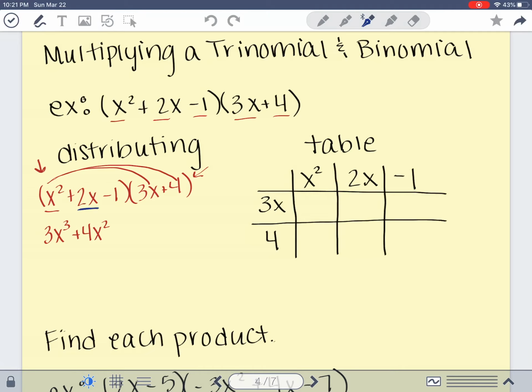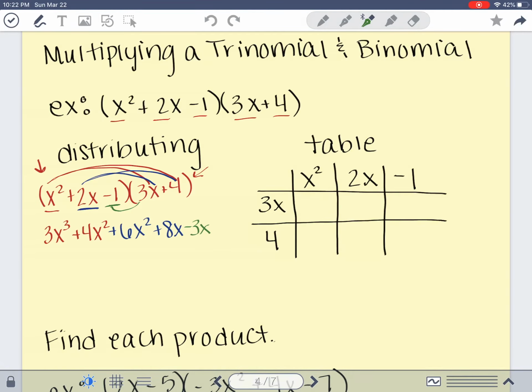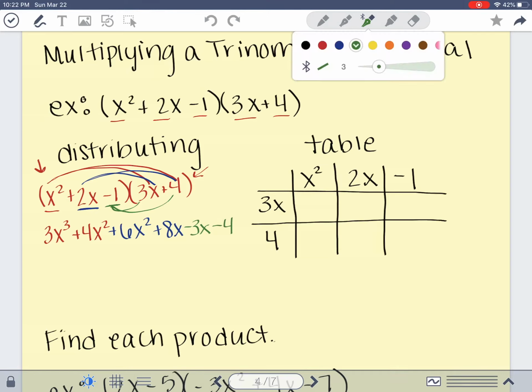So now I'm going to move on to the second term in my first set of parentheses. So I've got 2x times 3x will give me my positive 6x squared. X times x gives us x squared. 2x times 4 will give me a positive 8x. And now that I have done the second term, I'm going to move on to the third term. And again, I have to make sure that this third term is multiplied by everything in the second set of parentheses. So negative 1 times 3x gives me a negative 3x. And negative 1 times 4 gives me a negative 4.